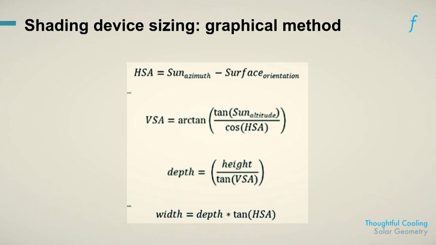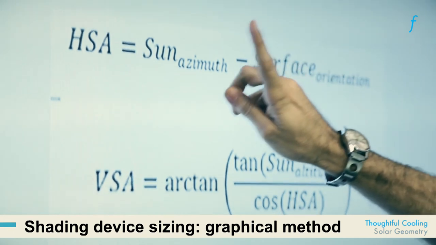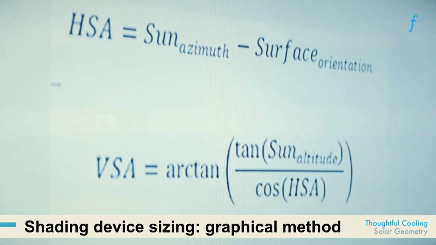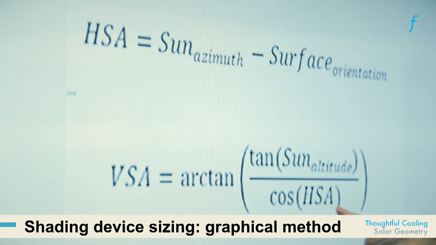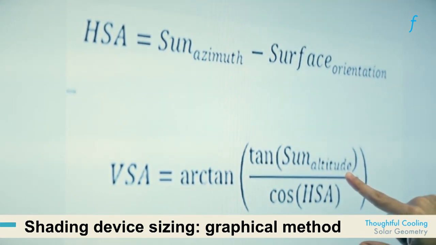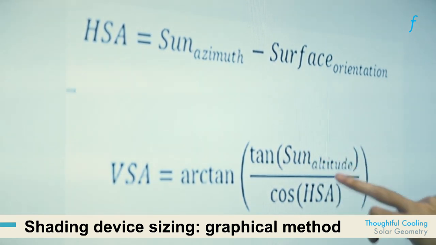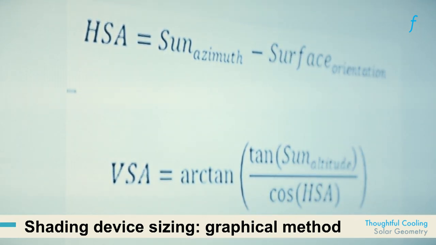Let's just reiterate those equations. The horizontal shading angle is nothing but a subtraction of the solar azimuth with the surface or the window azimuth. The subtraction of the two gives me the horizontal shading angle. This is also in some cases known as the bearing, right? Which is how it was depicted in the previous one. Once I have that, I take the cosine of that angle, I take the sun's altitude, which was the profile angle which we got from the previous chart. Once I have done the tangent of that and taken the cosine of the horizontal shading angle, I am able to calculate my vertical shading angle.